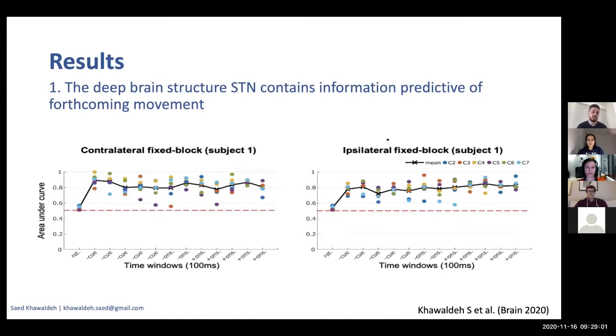Moving to the results, maybe talking about the first piece of results, which is related to the classification of upper versus lower limb movement.